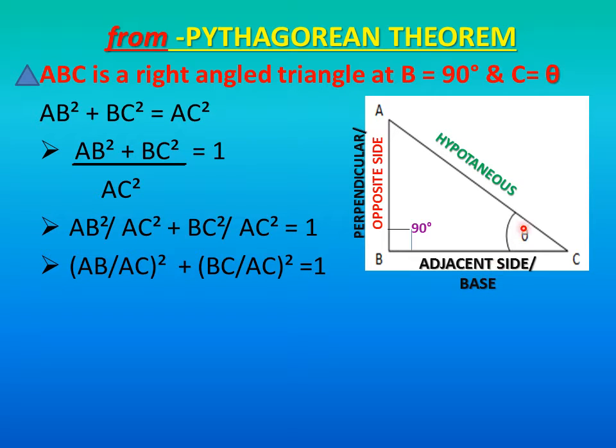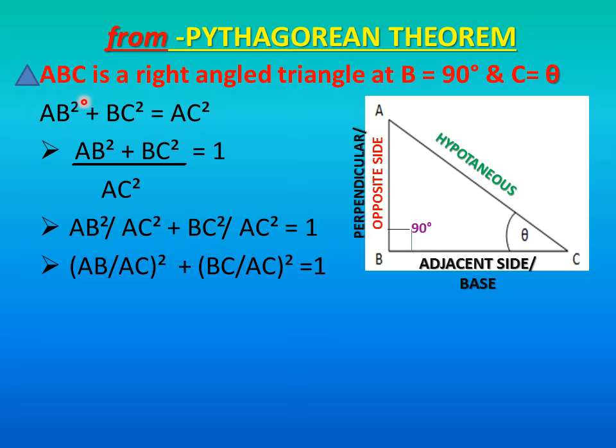Now if we consider this angle as theta, then for this theta, the AB side will be considered the opposite side or the perpendicular side. And the side between the hypotenuse and the angle theta, that is BC, will be called the base side or the adjacent side of the angle theta. Now here we come to AB square plus BC square is equal to AC square. This we got from the Pythagoras theorem.